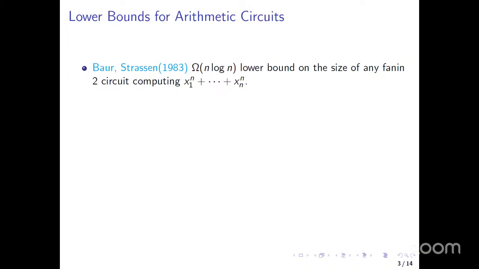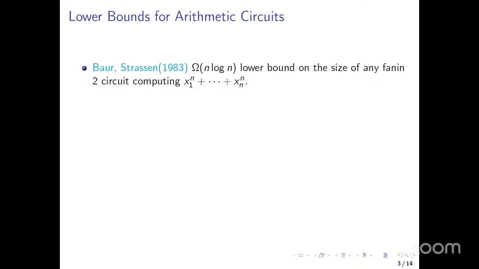In 1983, Baur and Strassen proved a lower bound of roughly Omega(n log n) on the size of any fan-in-2 circuit computing this polynomial: x1 to the n plus x2 to the n plus so on plus xn to the n. This is barely superlinear. It's slightly different from the barely superlinear that Madhusudan was talking about, that is n to the 1 plus epsilon. For us, that will be truly superlinear. So this is what Baur and Strassen showed, and unfortunately, this is the best lower bound we know to date.